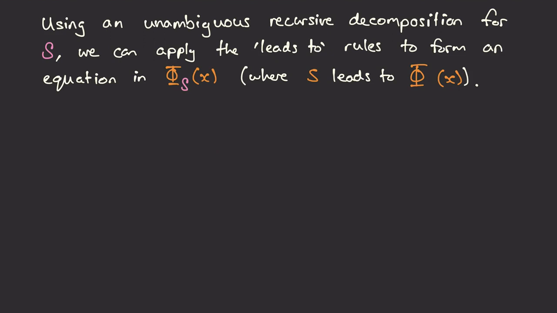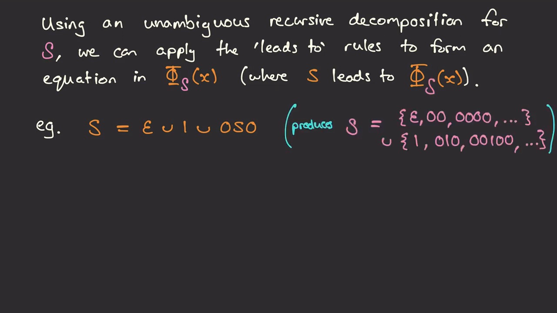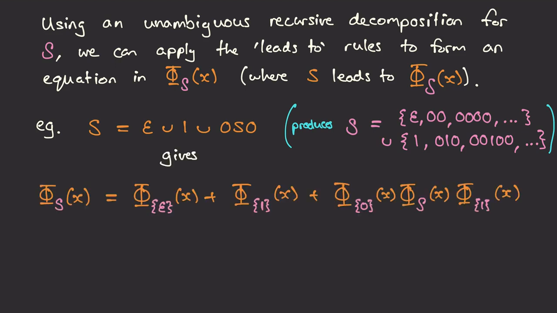In the same way that a regular expression leads to a rational function which is the generating series for the set it produces, a recursive decomposition will lead to an equation that relates rational functions. As an example, look at the decomposition from last slide. S equals epsilon cup 1 cup 0 S0. We do happen to know which set that produces, but that won't be important here. Using the usual rules for which expressions lead to which functions, and also the rule that S leads to the generating series for the set it produces, pink S, we can convert this decomposition into an equation.